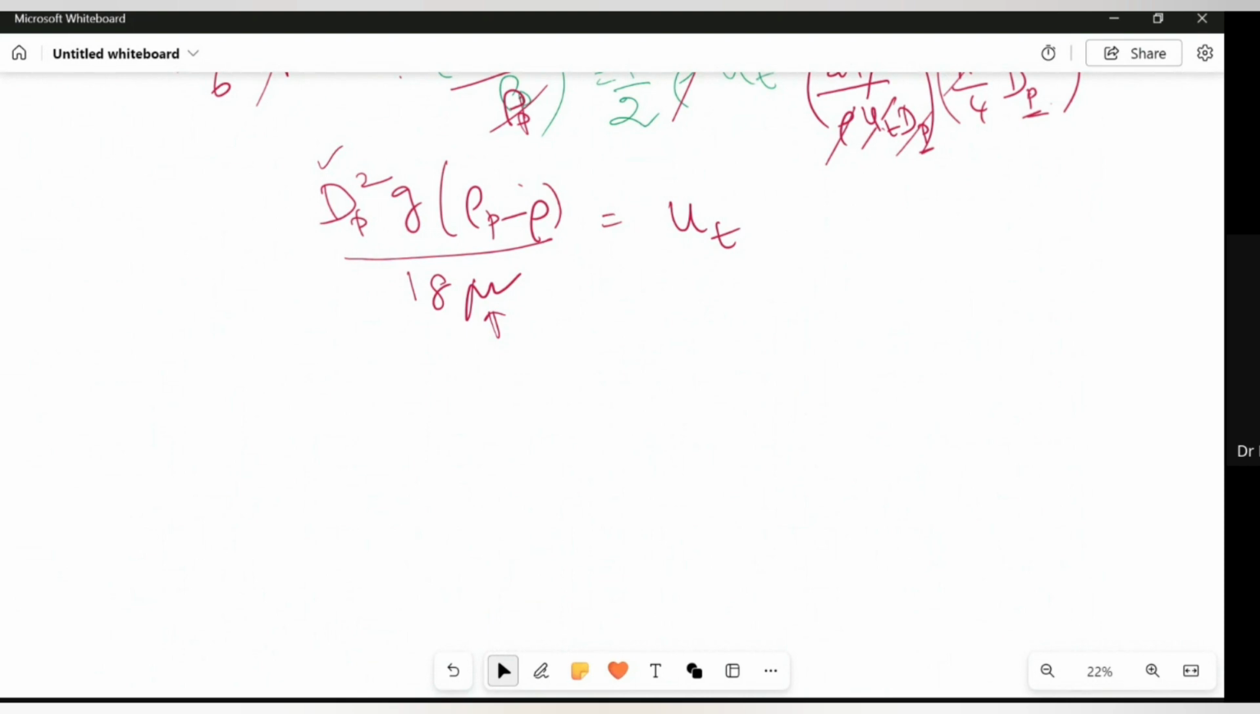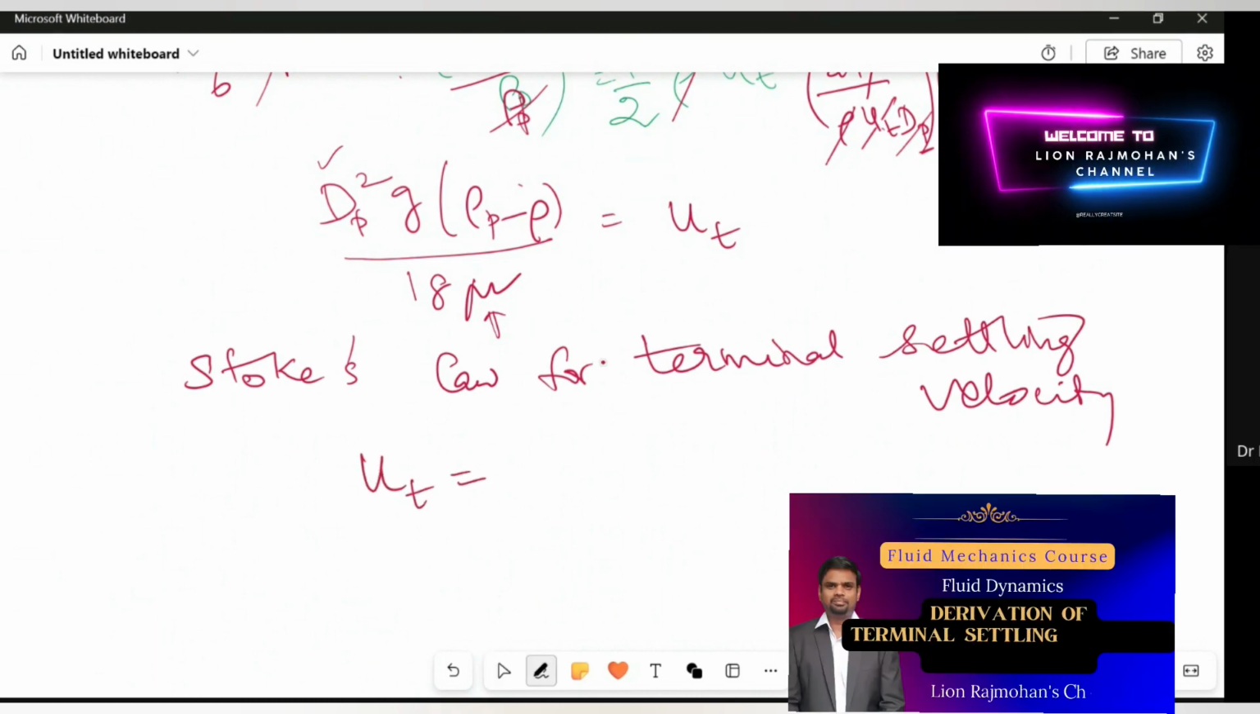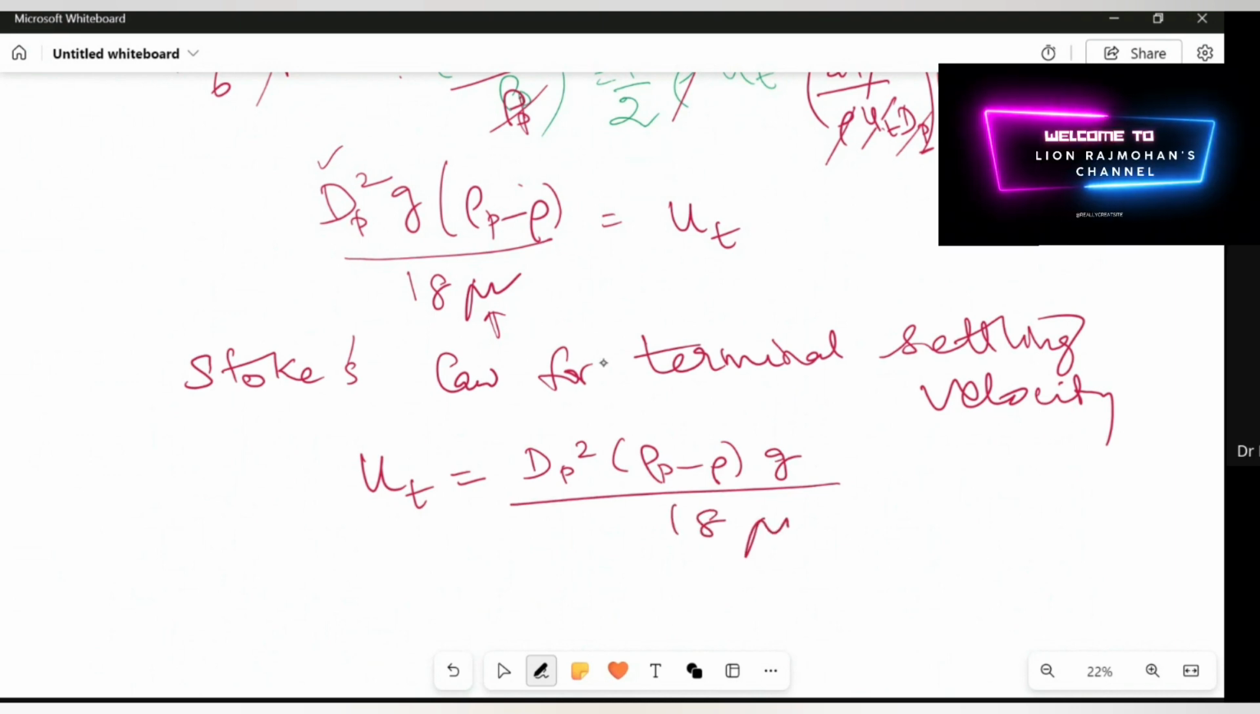And this equation is called the terminal settling velocity. This equation is called Stokes law for terminal settling velocity of a particle in a viscous fluid, given by dp square into (rho p minus rho) into g divided by 18 mu.